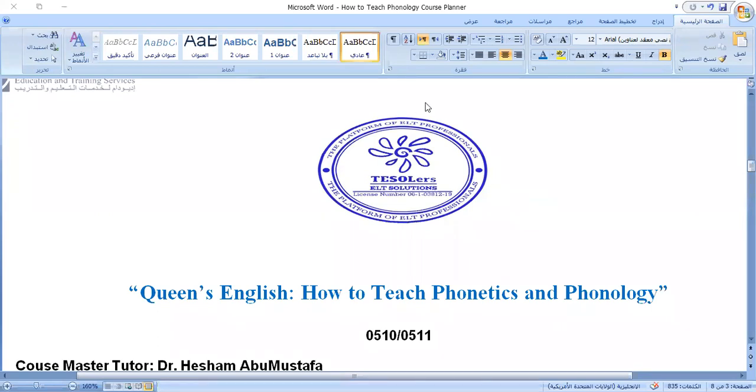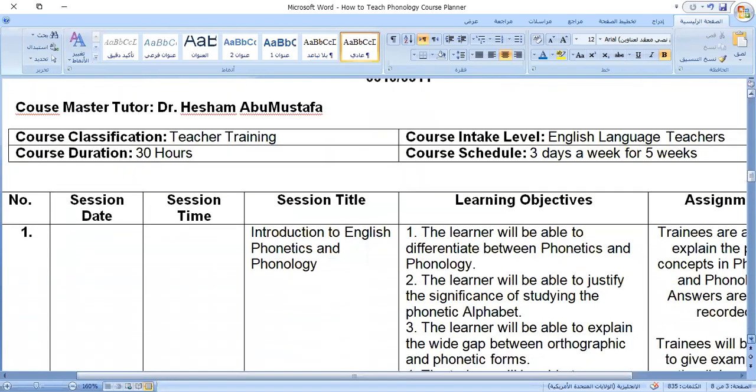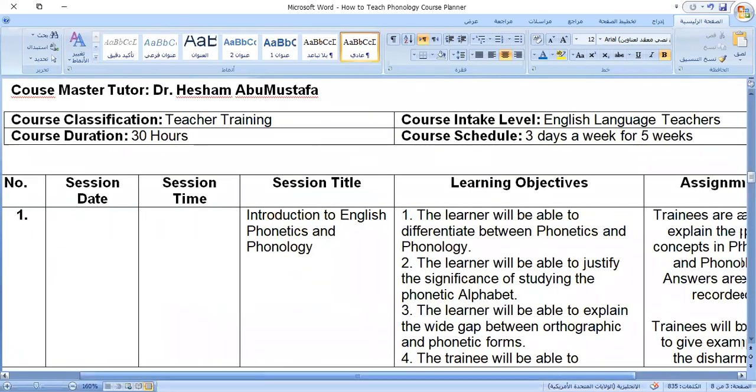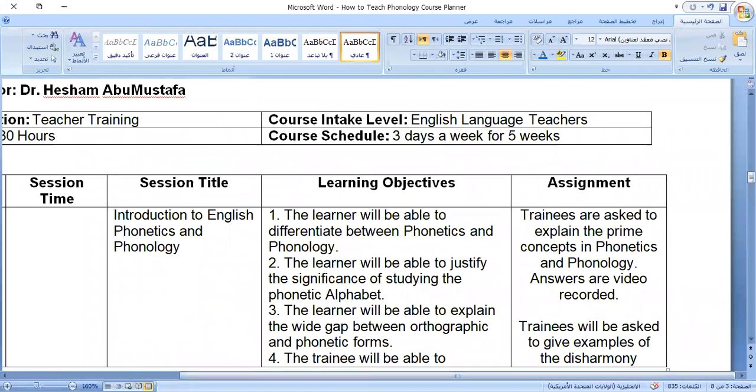So what do we expect to study in this course? Learning objectives and session title. The first session is Introduction to English Phonetics and Phonology. Introduction to English Phonetics and Phonology means that you are introduced to why and how we can study phonetics and phonology. Okay? What are the objectives?